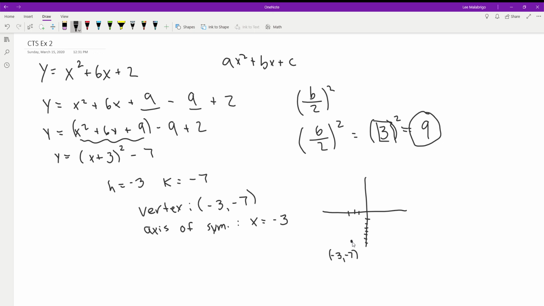We're going to draw the picture just as follows. It might not be completely accurate, but it's something. And then we'll draw our axis of symmetry. It's at x is equal to negative 3. We'll call that the AOS. And so that's where it's symmetric on the left and right of. Okay, I hope this helps.